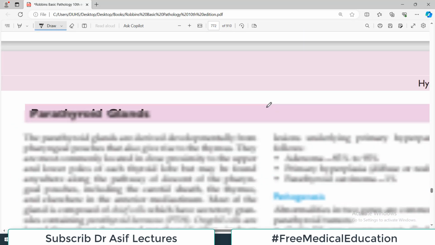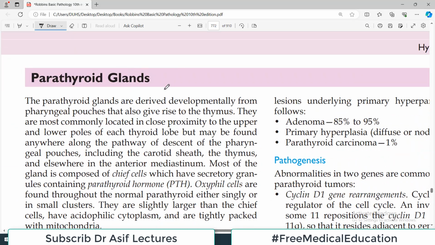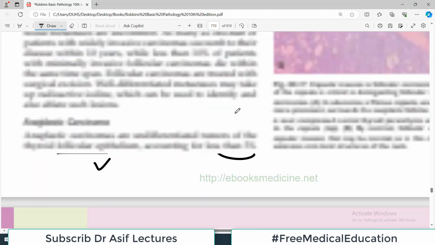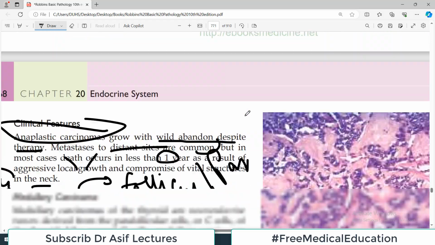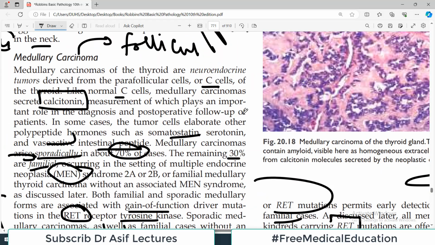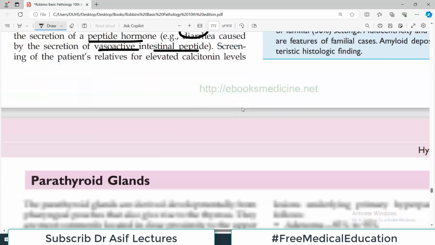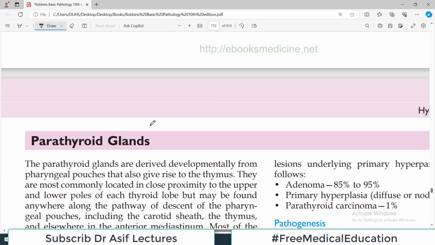Okay. That's all. We then will start parathyroid in the next video, but thyroid gland is done now. And we talked about hypothyroidism, hyperthyroidism, tumors of thyroid. So, the thyroid gland has been well covered as far as the pathology is concerned. So, now we will talk in the next video about the parathyroid glands. My name is Professor Asif Qureshi and you are watching Dr. Asif Lectures.